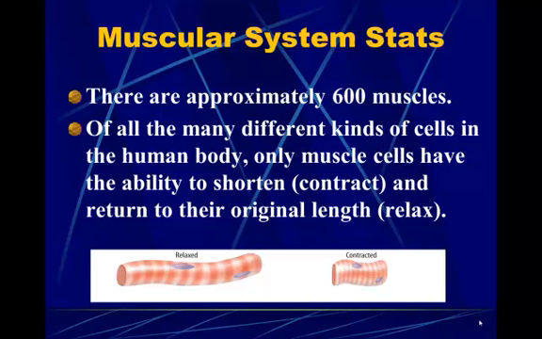Many of them are different kinds of cells. Only muscle cells have the ability to do two things. They contract, which shortens them, and they relax, which means they return to their original length. So only these kinds of cells in the human body, the muscle cells, have that ability.